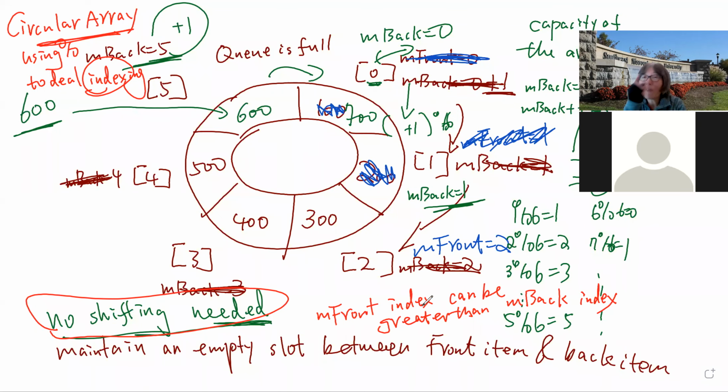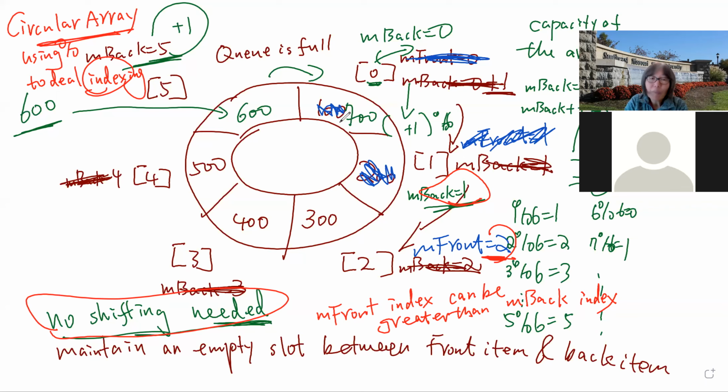In the previous linear way, we cannot do that. But with circular, in this case, the front index is 2, and the back index is 1. So the back index is less than the front index. So it is still allowed when we use the circular array concept. Okay, so be careful here.